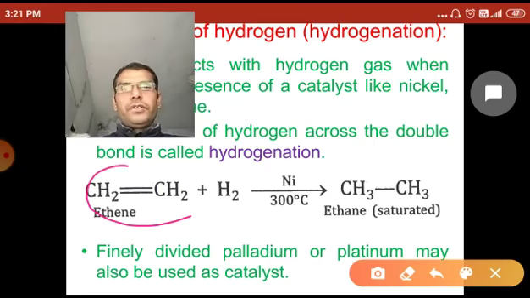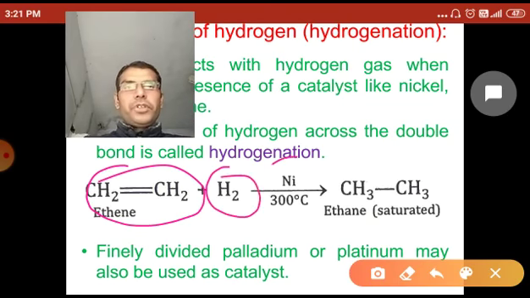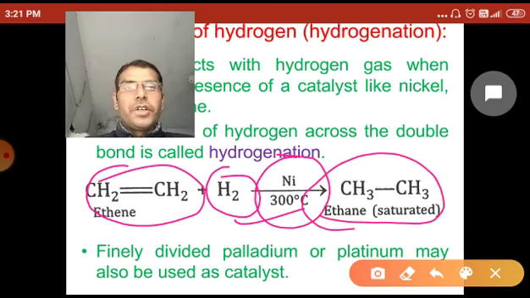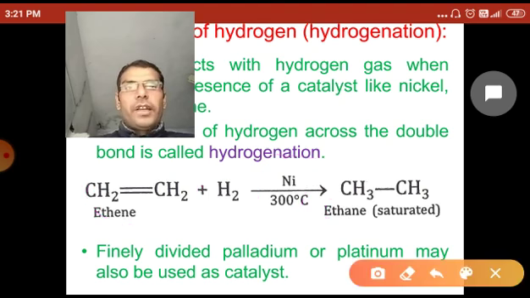So the ethene double bond reacts with hydrogen in the presence of a nickel catalyst, heated at 300 degrees Celsius. Then it forms ethane, CH3CH3, that means C2H6. Finally, palladium or platinum metals can also be used as a catalyst for the hydrogenation of alkenes.